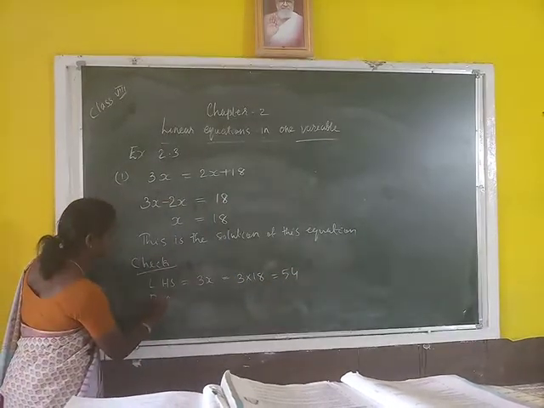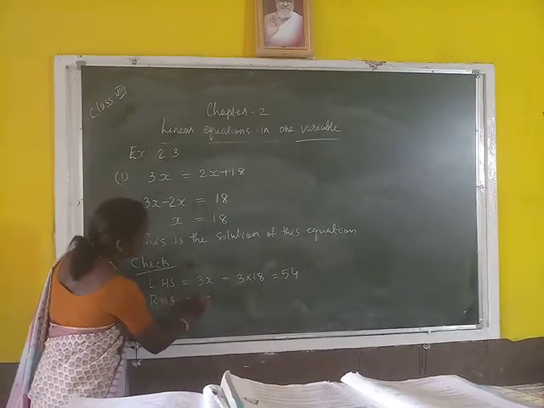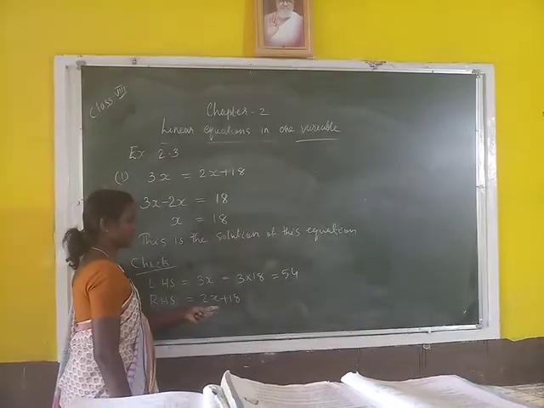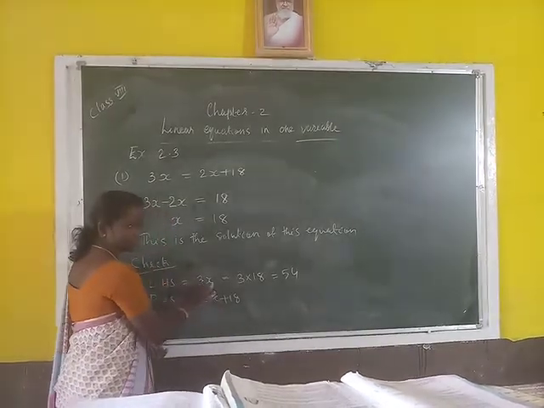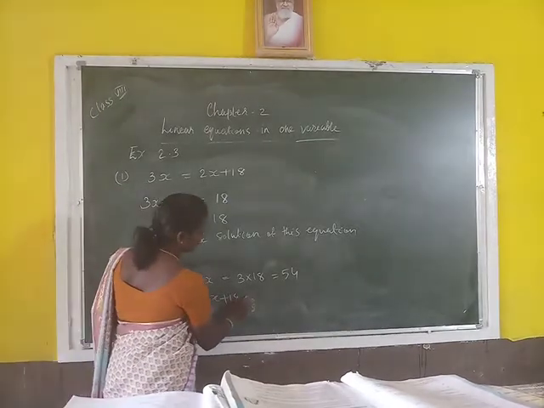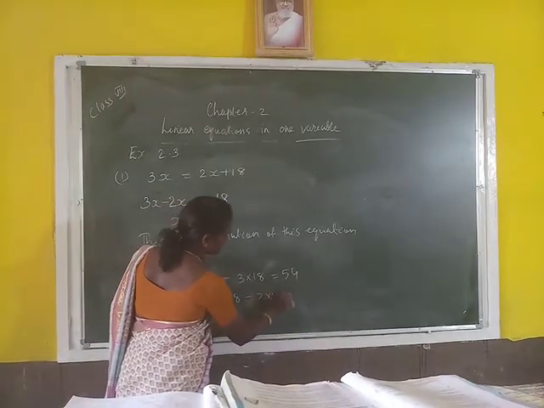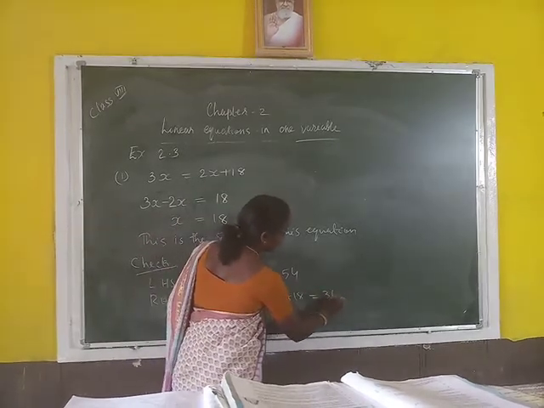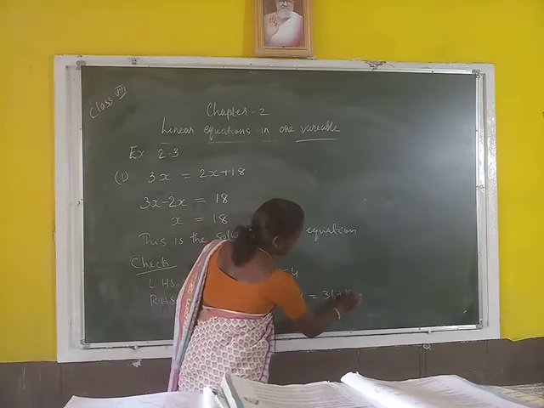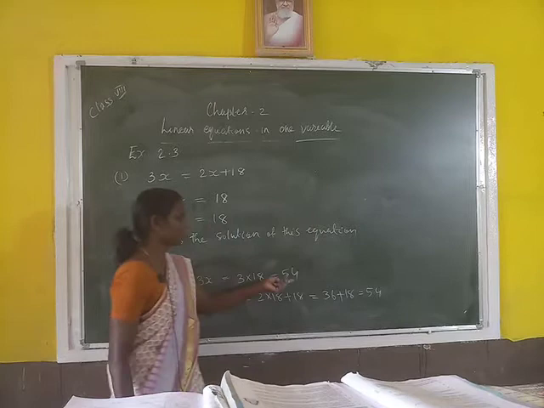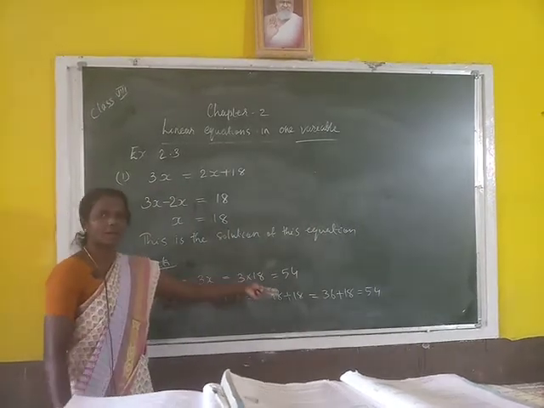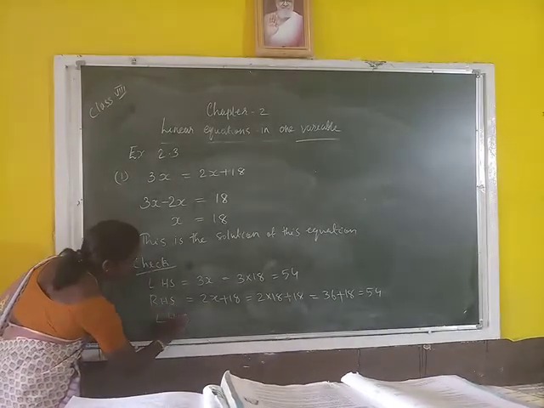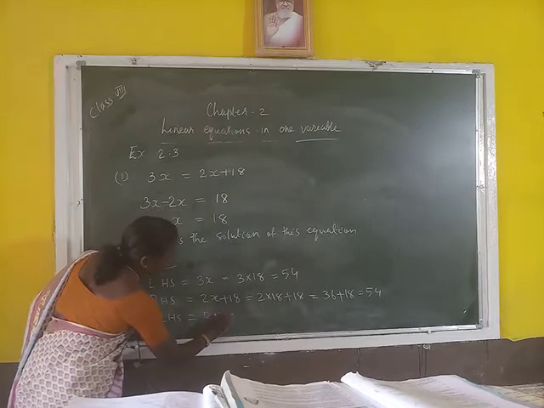Then next we check RHS. Look, 2x plus 18. This is the RHS side's expression. Then we apply the value in the place of x. Then 2 into 18 plus 18 is equal to, look, 18 2s are 36 plus 18. What is the answer? 54. Then look, LHS side 54, RHS side also 54. Therefore our answer is correct. Here LHS is equal to RHS.